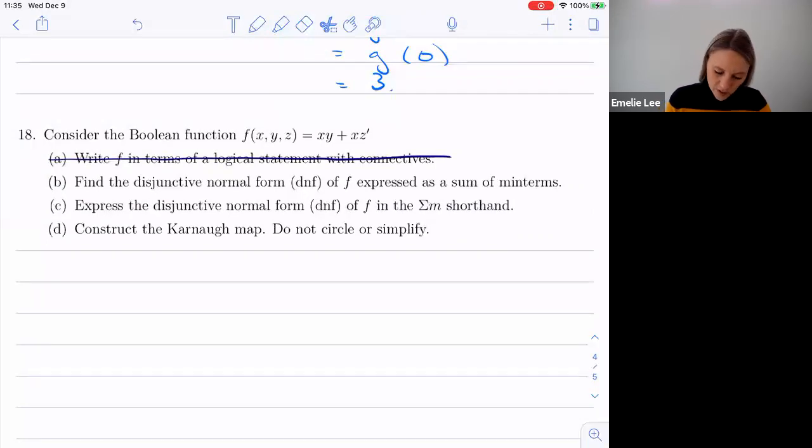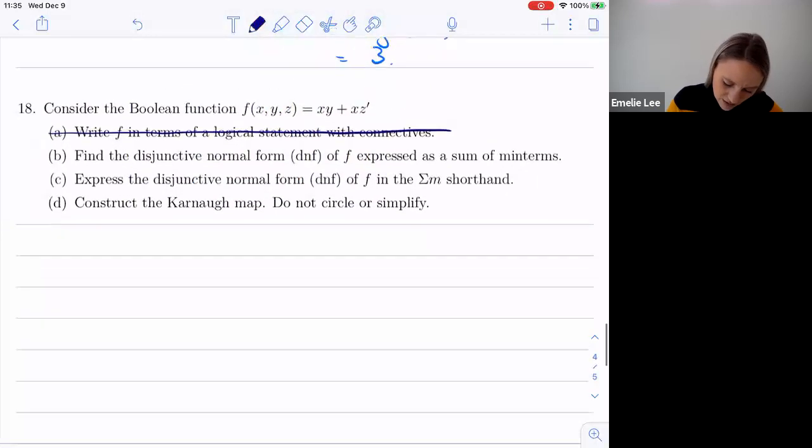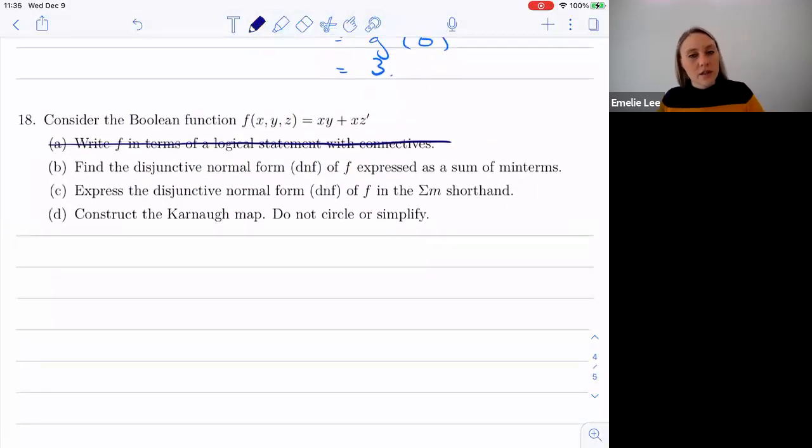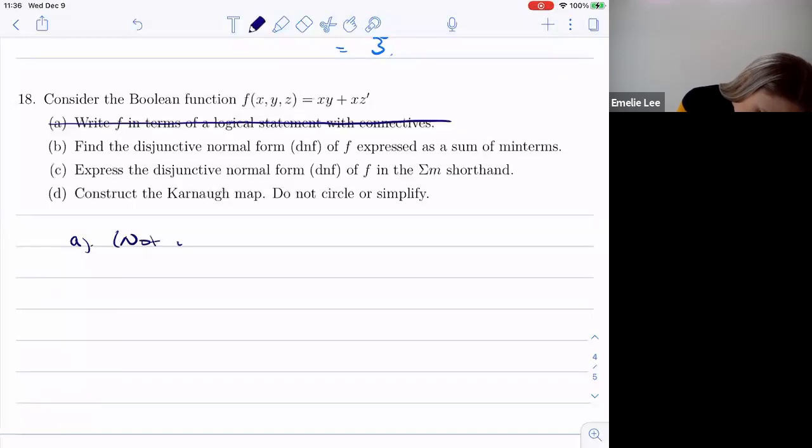Okay, so here I'm working in X, Y, Z, right? And so to find my disjunctive normal form, first of all, if I have to write F in terms of the logical statement with connectives, I can do that, right? In fact, I'm not going to ask you this on the final, but there's no harm in covering it in the review. So here, I'll say A, not on the final.